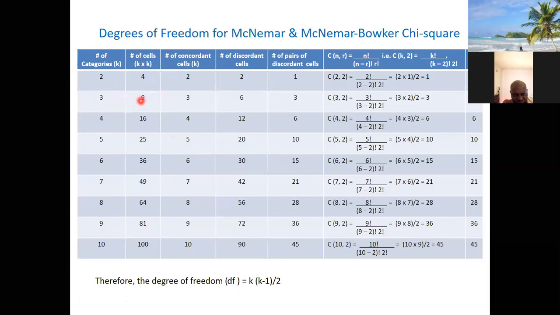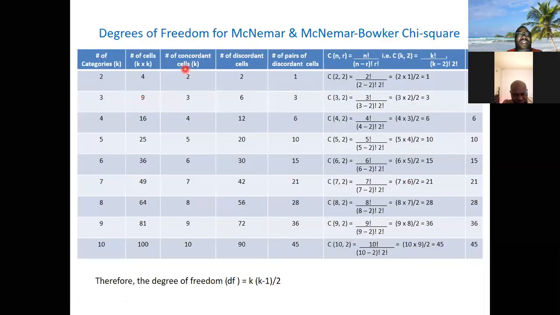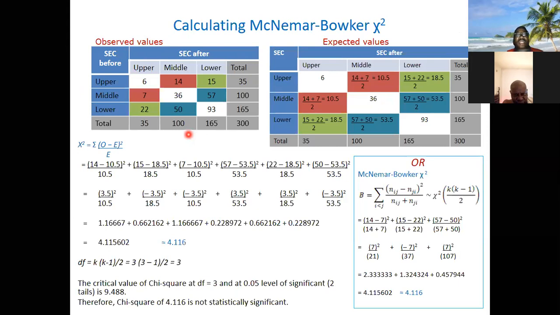Then the number of concordant cells, the ones along the diagonal that don't change, is equal to the number of categories. Can you see? The number of concordant cells is K, the number of categories. That's what you saw in the other one: because there are 3 categories, the number of cells that are concordant is 3. The same thing even in the simplest McNemar: there are 2 categories, that's why there are 2 concordant cells.